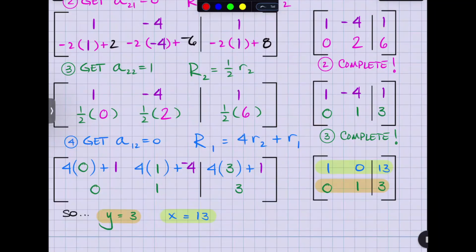Does it make sense? It seems like you're catching on a little better, making more sense of it. But again, I'm always going to try to get the 1 on the diagonal first, then make the zeros happen. Make the 1, make the zeros happen.